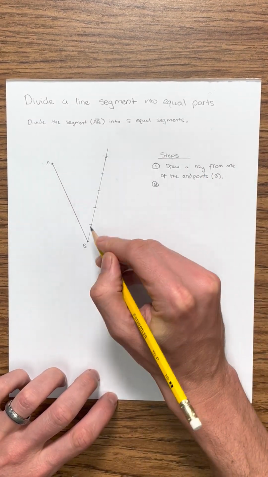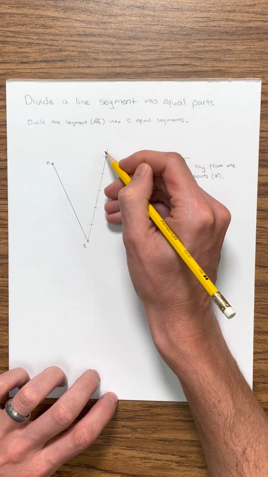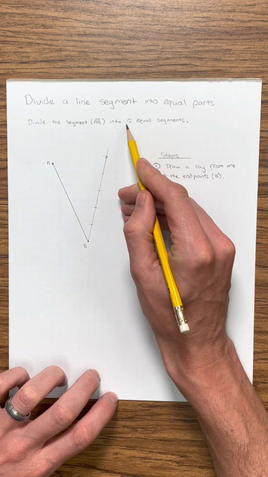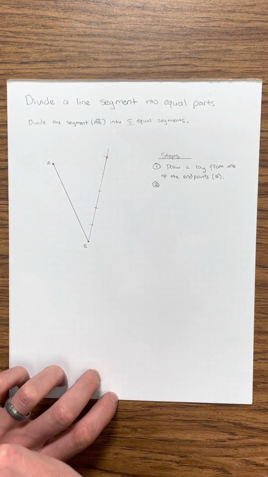So step 2, with that ray you drew, mark 5 equal pieces or equal to the number of pieces that you're trying to create. So in my case, 5.